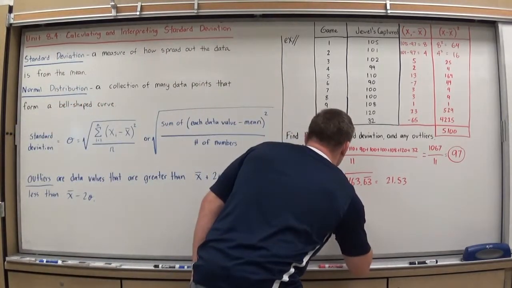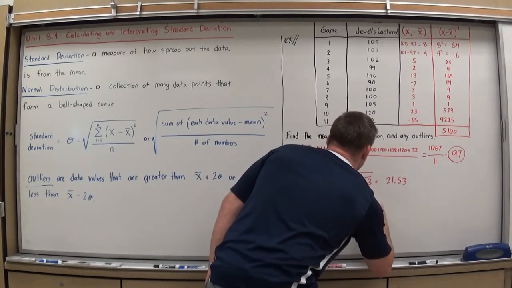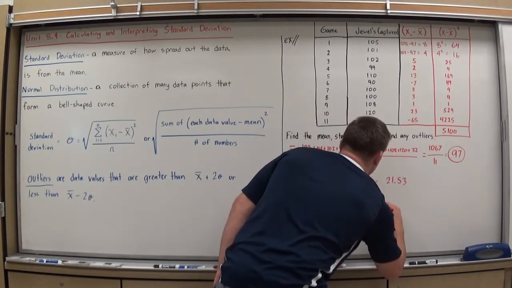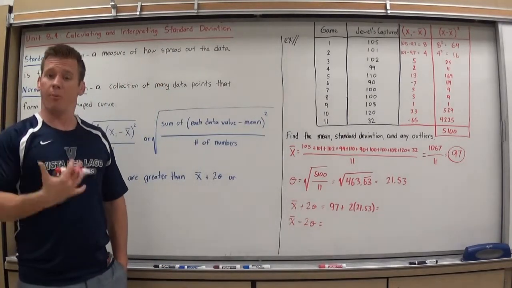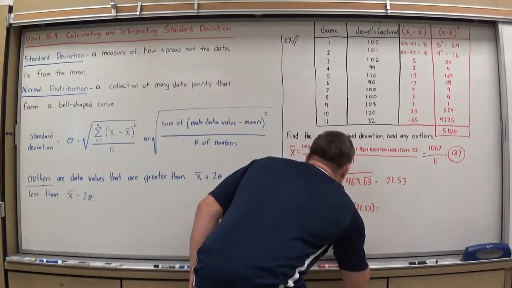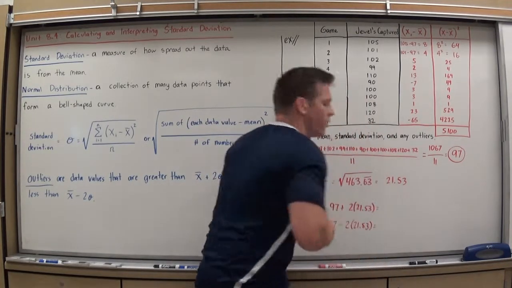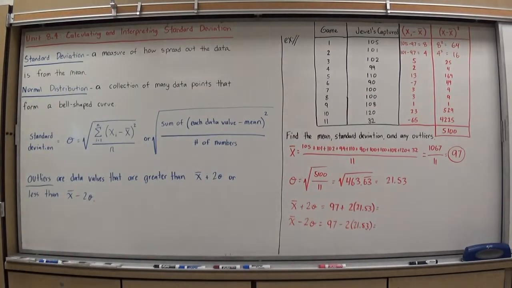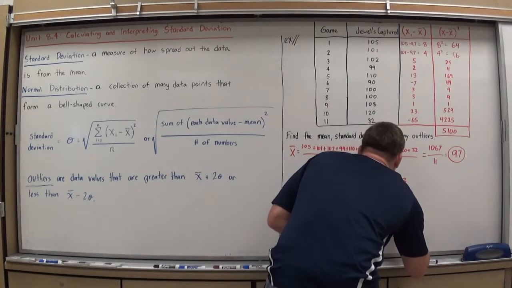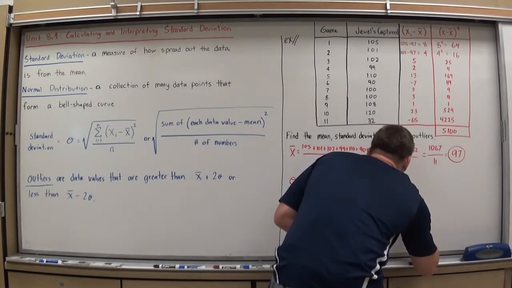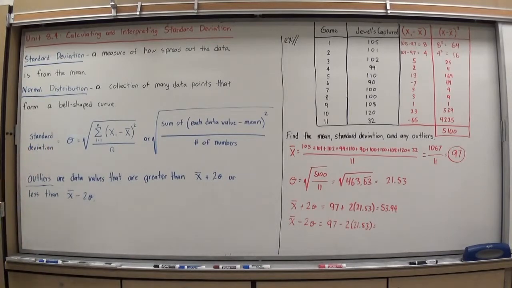My mean was 97, plus 2 times my standard deviation of 21.53. Get that, and that'll be kind of like an upper fence, like we had before. And 97 minus 2 times the standard deviation will give me roughly my lower fence. So let's see what that works out to. So my lower fence is 53.94.